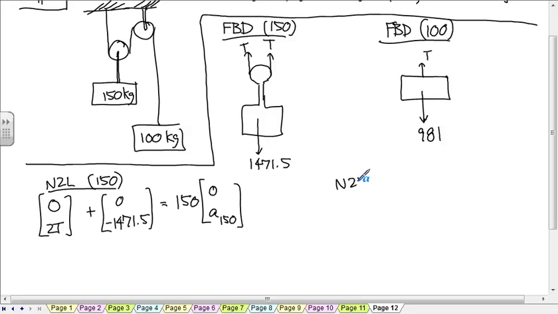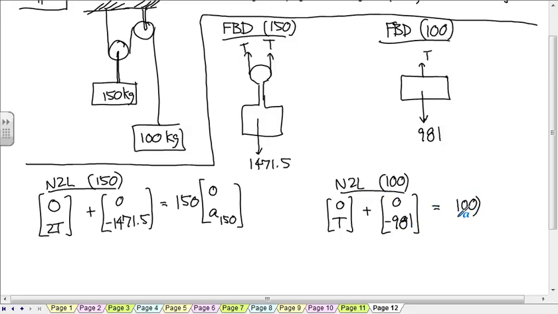And then Newton's second law for the 100 kilogram mass says 0, T plus 0, negative 981 is equal to the mass times the acceleration of this one. And we know the same thing about this. It's going to be vertical acceleration, nothing side to side, so I'll just call this 0, a100. All right, so we have 4 equations, but you can see right away that 2 are going to be useless. The x equations both just say 0 is equal to 0.